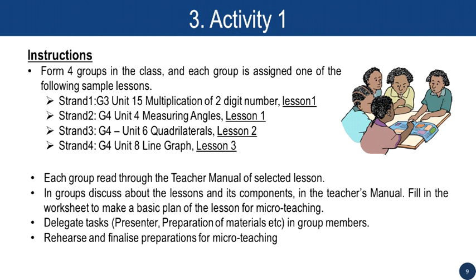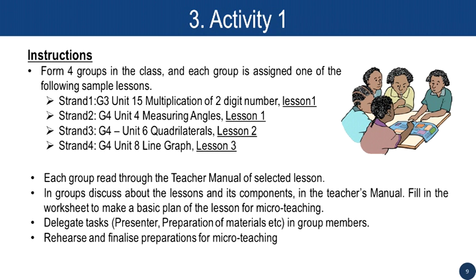Strand 3, grade 4 lesson, unit 6, quadrilaterals, lesson number 2. Strand 4, grade 4 lesson, unit 8, line graph, lesson number 3. You find them in your textbook and teacher's manual. Each group should read through the teacher's manual of the selected lesson. In groups, discuss the lesson and its components in the teacher's manual, then fill in the worksheet to make a basic plan of the lesson for micro teaching.